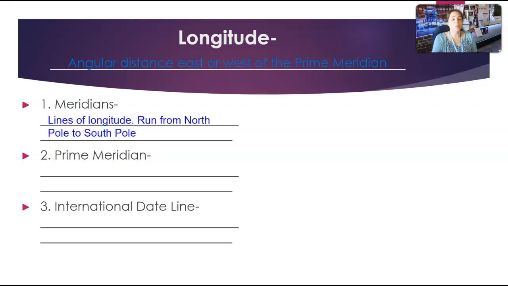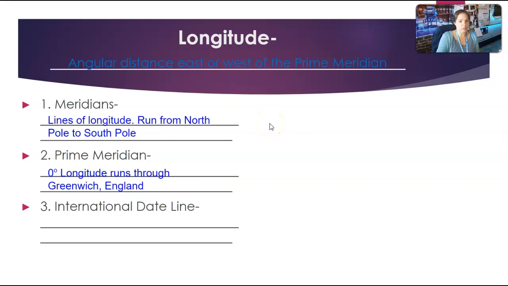And they run from north pole to south pole. So they all touch at the poles. With two being very, very important. The first one you need to know is the prime meridian. That is our 0 line. Like the equator is our 0 line for latitude, our longitude line 0 is called the prime meridian. And the cool thing is it goes straight through Greenwich, England, which means you could be in 2 longitudes at the same time, which is kind of cool.